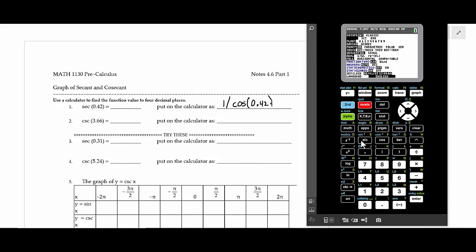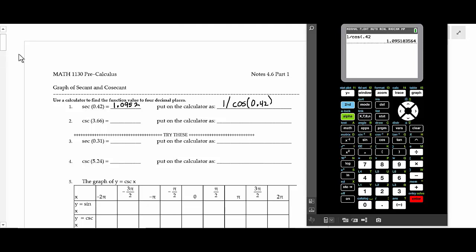Your calculators typically have sine, cosine, and tangent. So what I do on this is I just go 1 divided by cosine of 0.42, and then I'll round that off to 4 decimals. So we've probably done a little bit of this before, but I just want to review this. So this is 1.0952 if you did that.